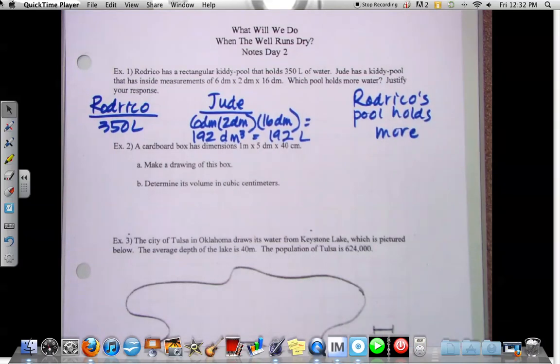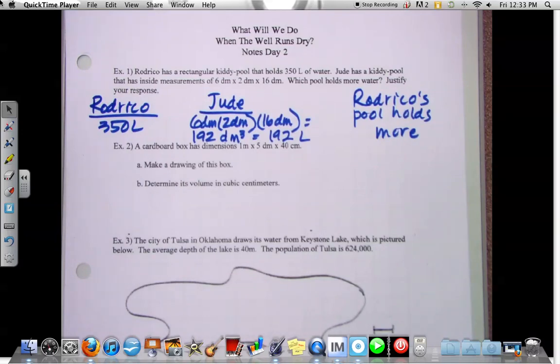All right, a cardboard box has dimensions 1 meter by 5 decimeters by 40 centimeters. Make a drawing of this box. So, what do you notice about the dimensions? They're different. Is it easy for us to draw the box if we have different dimensions? No. Okay, so what should we do? Convert. Change. All right, convert them. What do you want to change them to?